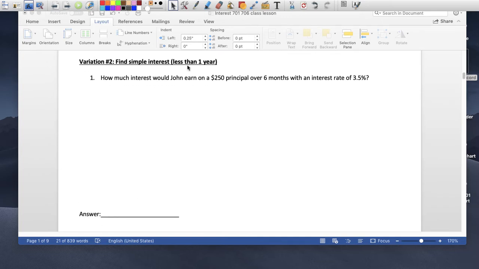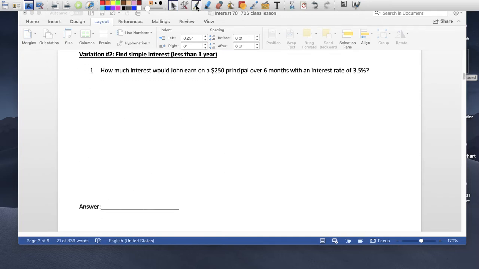Number 2, same thing, it's a little bit different. So P times R times T. How much interest? Not interest rate, interest. So we're looking for the I. So the I is going to stay. So how much money did John make here on $250 principal over 6 months? It was an interest rate of 3.5.